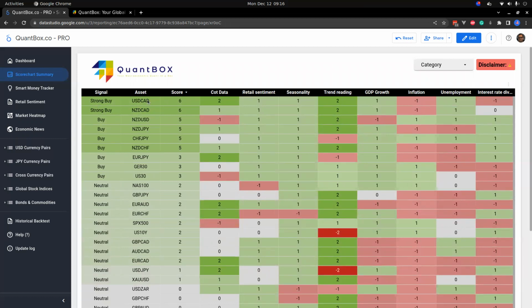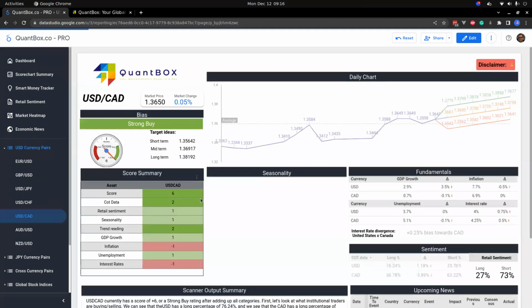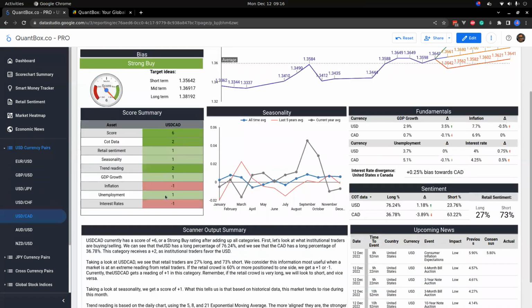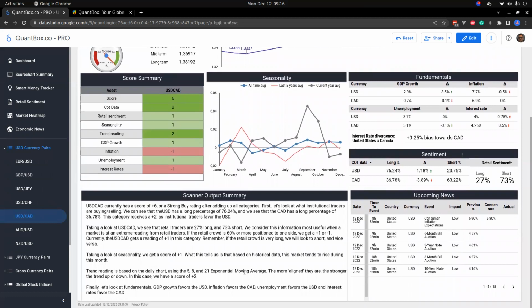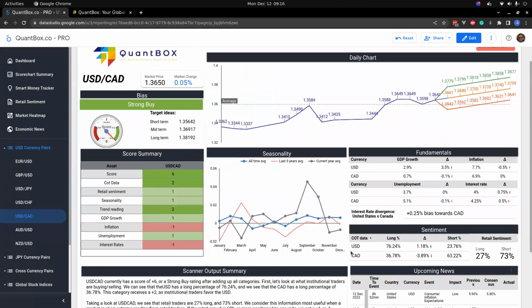Of course, if you want to see a breakdown of these further, you can go into the individual currency and take a look. So here's USD CAD, for example, coming through with a strong buy. Okay. You've got a nice little breakdown over here. Very nice. This beautiful output summary explains why this score is coming through the strong buy. And then you've got a whole bunch of news over here. Very nice. What I like about this as well is it gives you the seasonality chart. Every single currency has a seasonality chart, and it's all right in front of you. And of course, some very important fundamental data like inflation and interest rate.